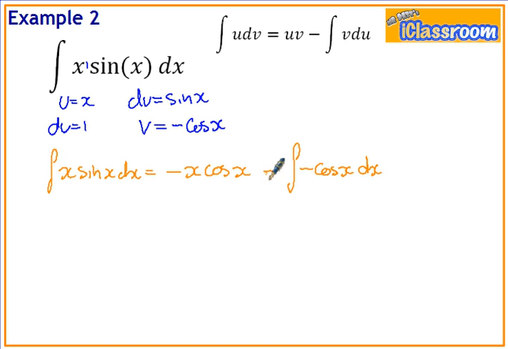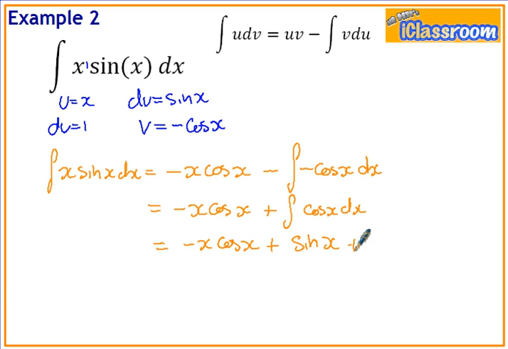Again, this is what I was saying about being careful with signs, so I'm going to rewrite this as minus x cosine of x plus the integral of cosine of x dx, which is minus x cosine of x plus, cosine integrates to give me sine of x plus our constant of integration.